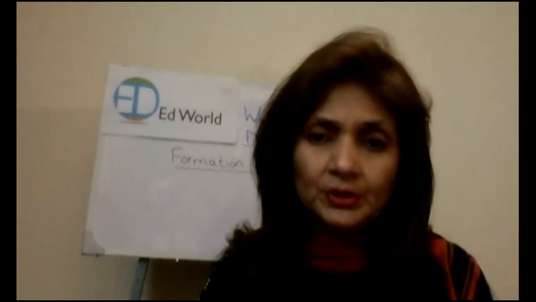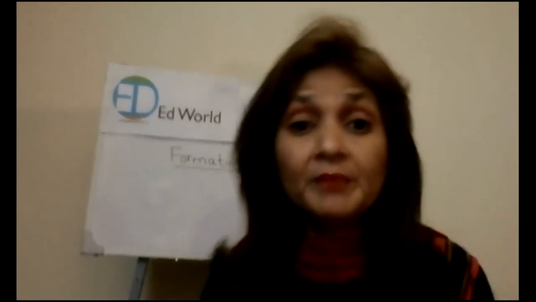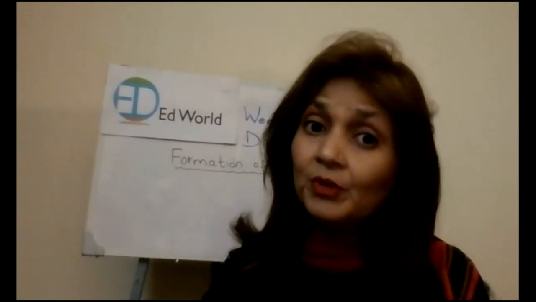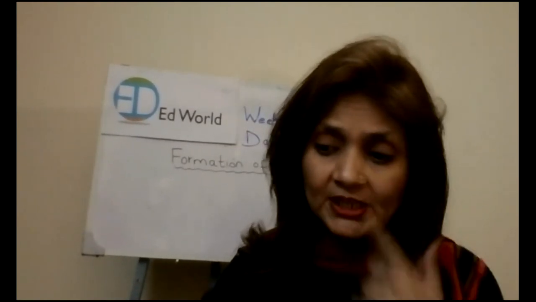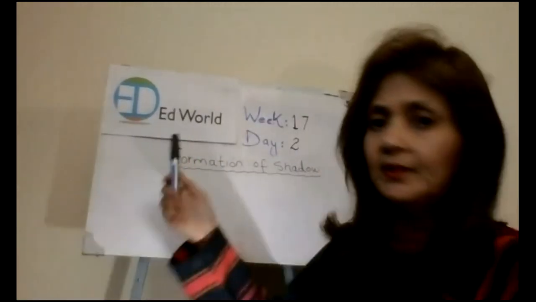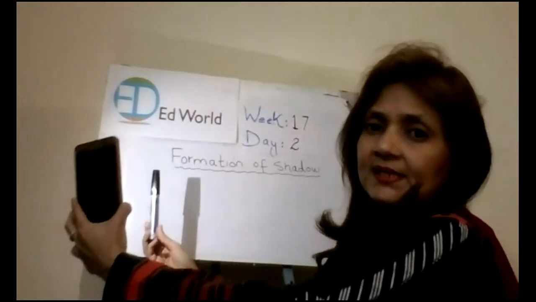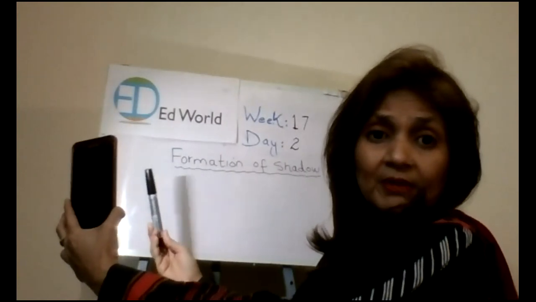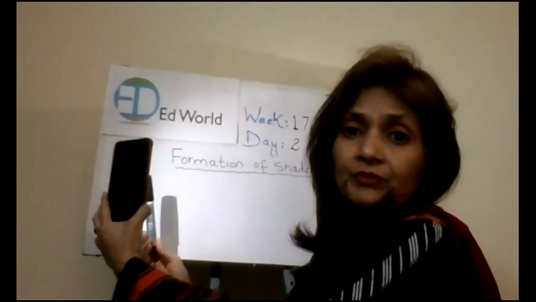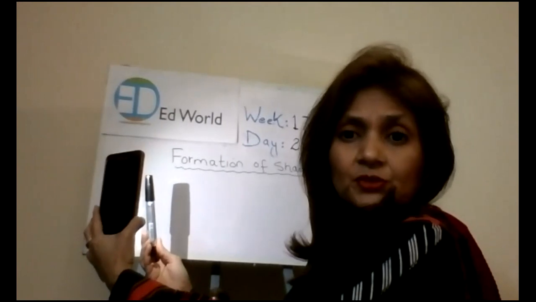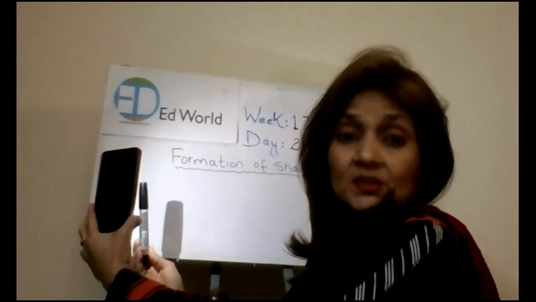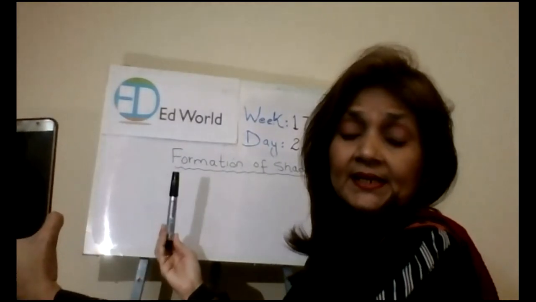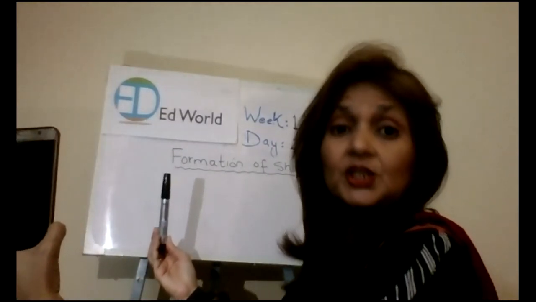Now, what we are going to learn today is the formation of shadow. Children, do you know what a shadow is? No? Okay, I'll show you. Now see what happens. This is my marker and I'm going to place it in front of the light. Can you see the marker's shadow on my whiteboard? Yes, so this is the shadow. Now if I move it close, the light is closer to the marker, the shadow will be small. Whereas when the light is far away, the shadow is much, much bigger.